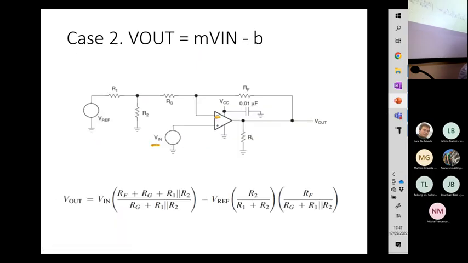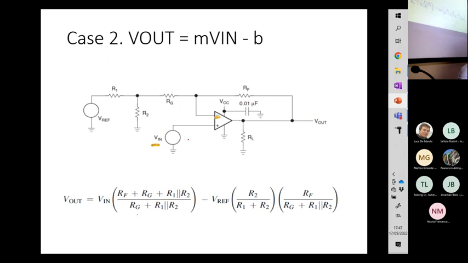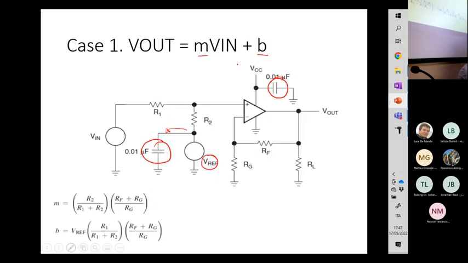Okay. In the next pictures, the next slide, you will find all the remaining combinations. Okay, so this is the case in which B is negative.